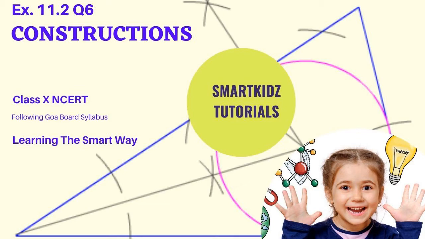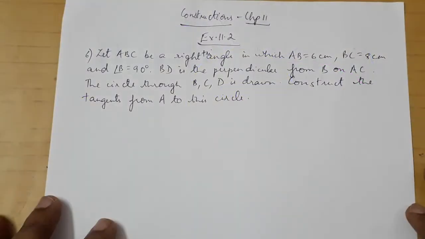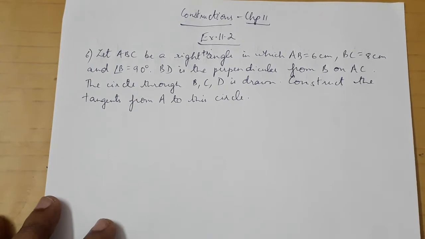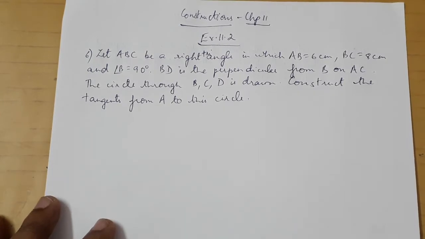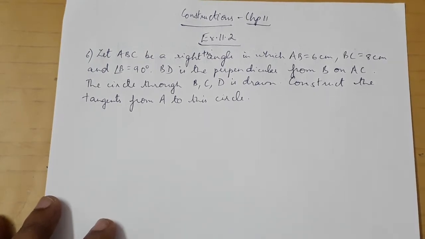So the question says: let ABC be a right triangle in which AB is equal to 6 centimeters, BC is equal to 8 centimeters and angle B is equal to 90 degrees. Then BD is perpendicular from B on AC. The circle through BCD is drawn. Construct the tangents from A to this circle. So let's take this sentence by sentence, because in each sentence we need to do something.